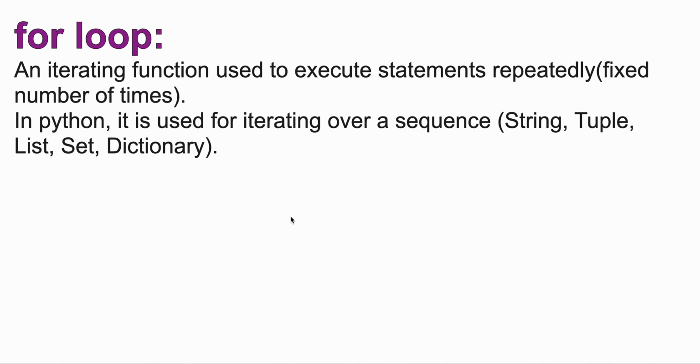In this video, we'll discuss for loops in Python. What is a for loop? A for loop is an iterating function used to execute statements repeatedly. Remember, a for loop is used to execute statements a fixed number of times. In Python, it is used for iterating over a sequence. Here, a sequence could be a string, tuple, list, set, or dictionary.